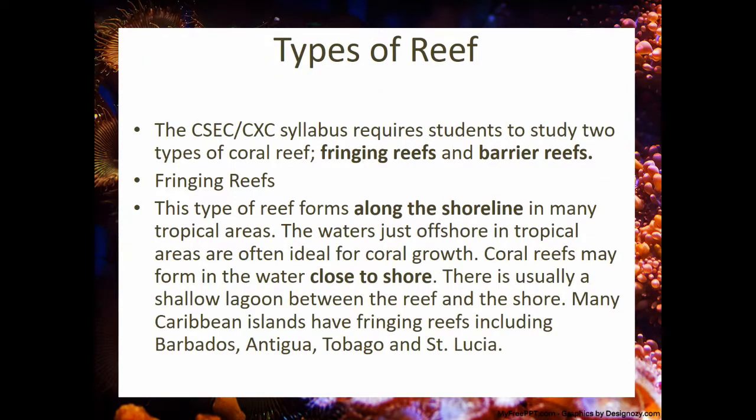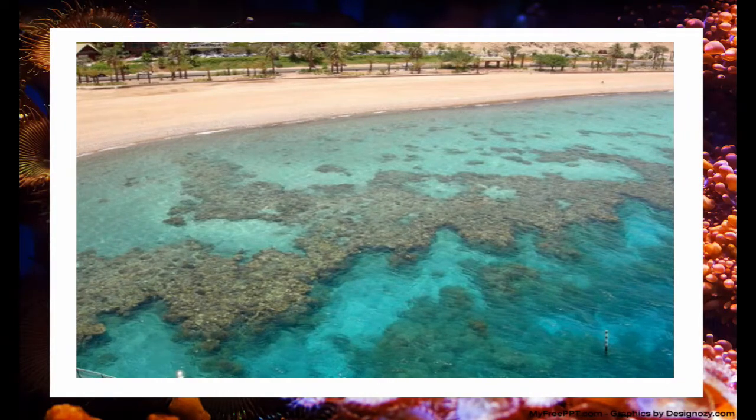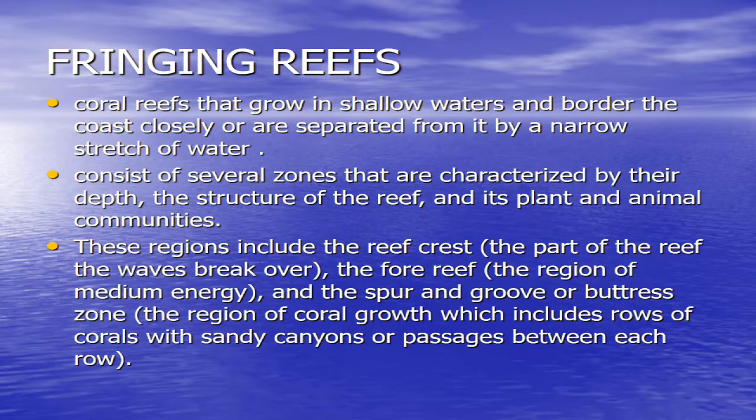Now, fringing reef, this is the first type that is normally introduced. This is a type of reef that forms along the shoreline in many tropical areas. The fringing reef, one of the main differences between it and the barrier reef is that the coral reef forms close to the shore. There is actually a shallow lagoon that is between the reef and the shore.